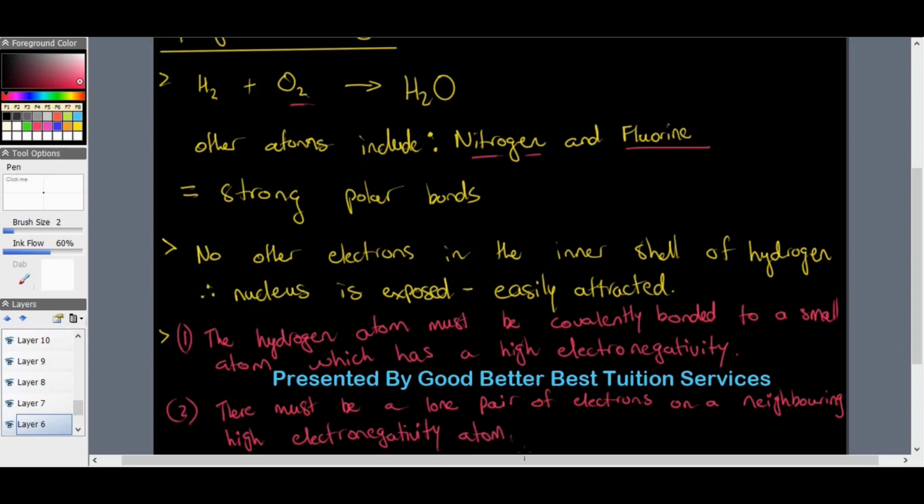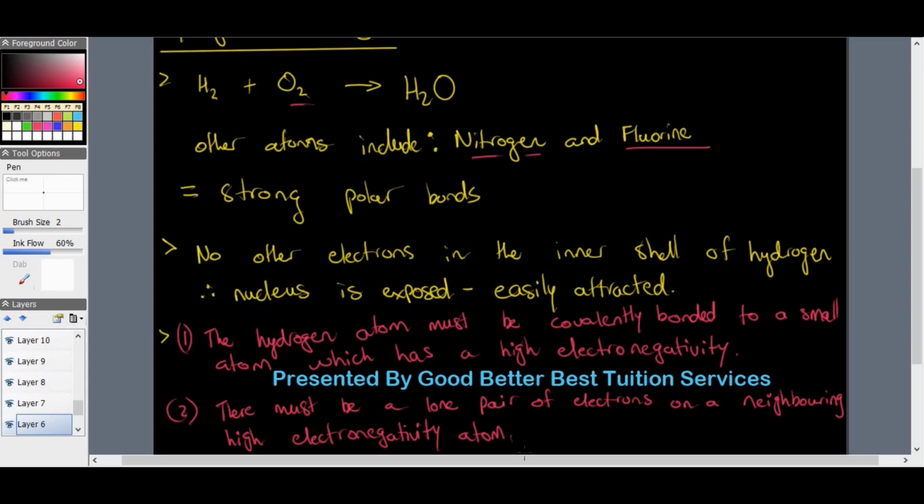Okay, those are the two conditions for a hydrogen bond to form. This is asked and tested in exams and tests, so please do not forget them. You can obviously shorten them to remember, but you need to write them out in full. First condition, must be covalently bonded to a small atom of high electronegativity, and there must be a lone pair on a neighboring high electronegativity atom.